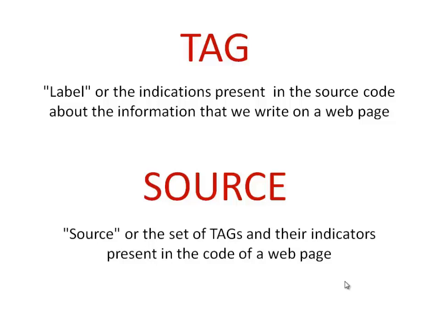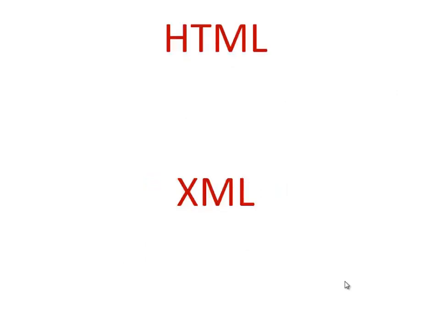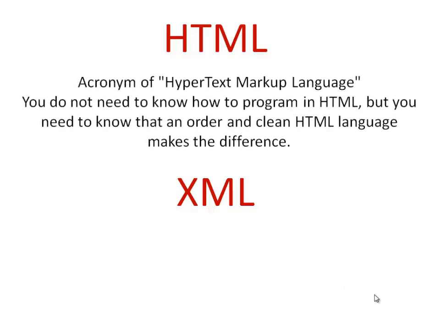Now, without going into much detail on the composition of a web page source, let's move on our pages to know the origin of the name of very important formats, and those are HTML and XML. HTML is the acronym for Hypertext Markup Language. It is the language that makes up our web pages, or the language through which we construct a page.